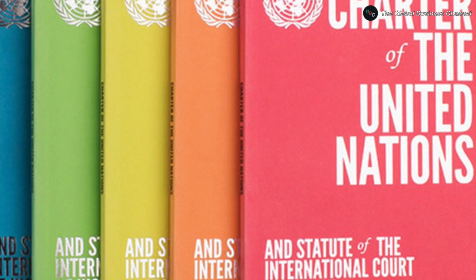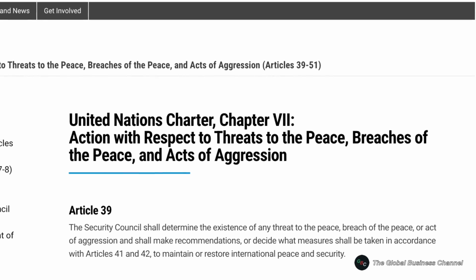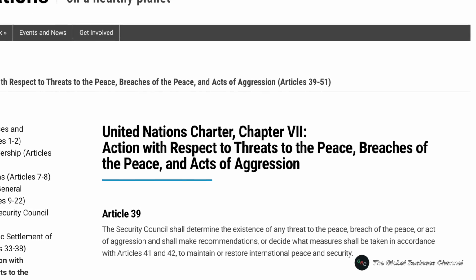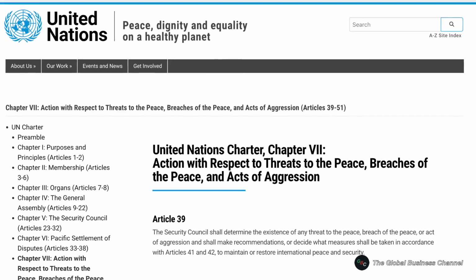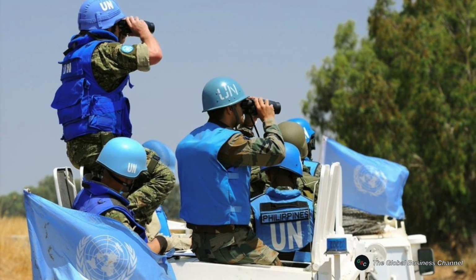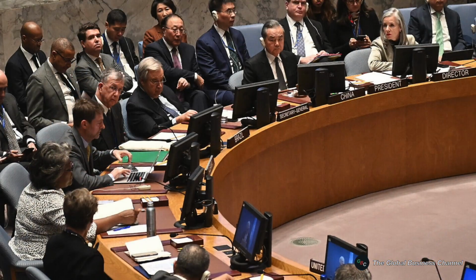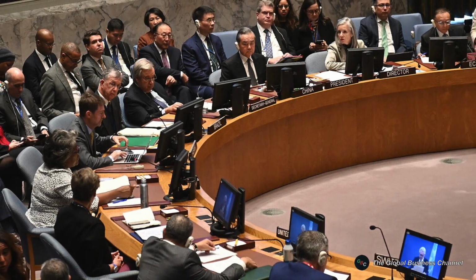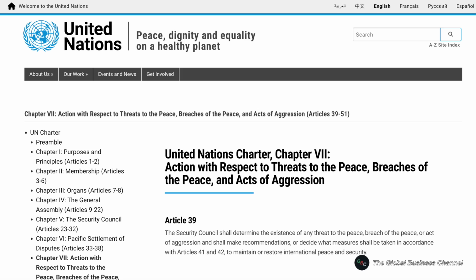Chapter 7 of the UN Charter allows the United Nations Security Council to take enforcement action to maintain or restore international peace and security. It provides the UNSC with the authority to determine threats to peace, breaches of peace, or acts of aggression, and to take military and non-military measures such as sanctions or the use of force to address such threats. This chapter empowers the UNSC to act decisively, including authorizing military interventions to ensure global security. It is crucial for managing conflicts and responding to international crises.